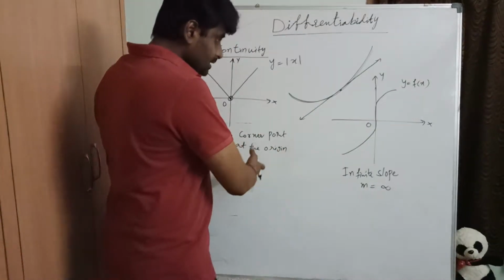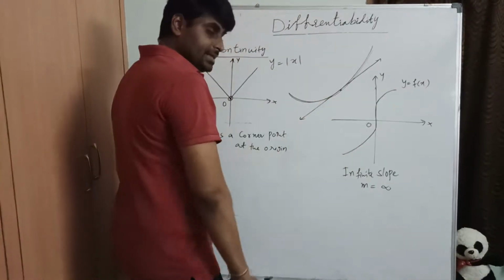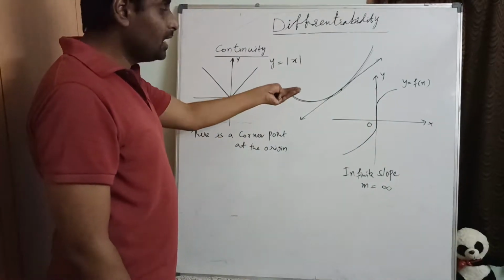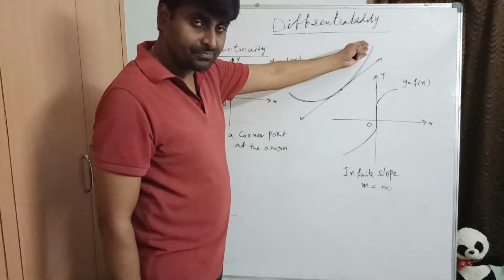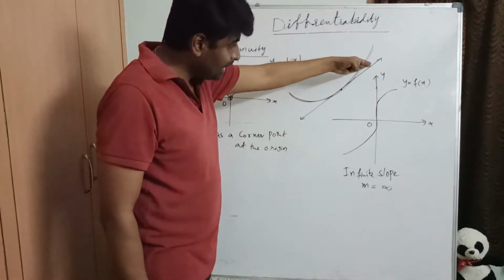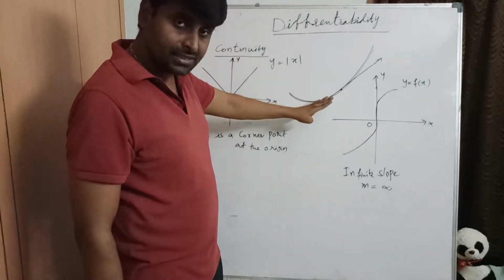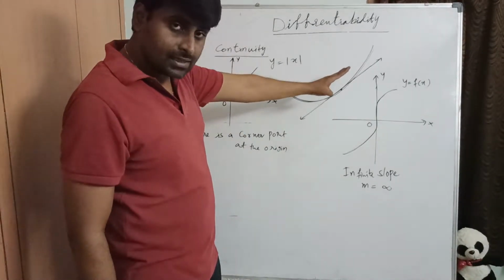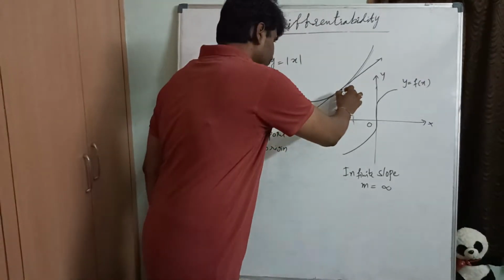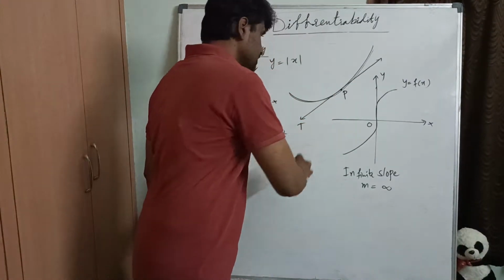So whenever that curve, that function has a unique tangent, obviously it has a finite slope. For example, if you see this curve, this is differentiable because we are able to draw one particular tangent, and we are going to get one particular slope for that curve at one particular point P. This is the tangent. Clear?